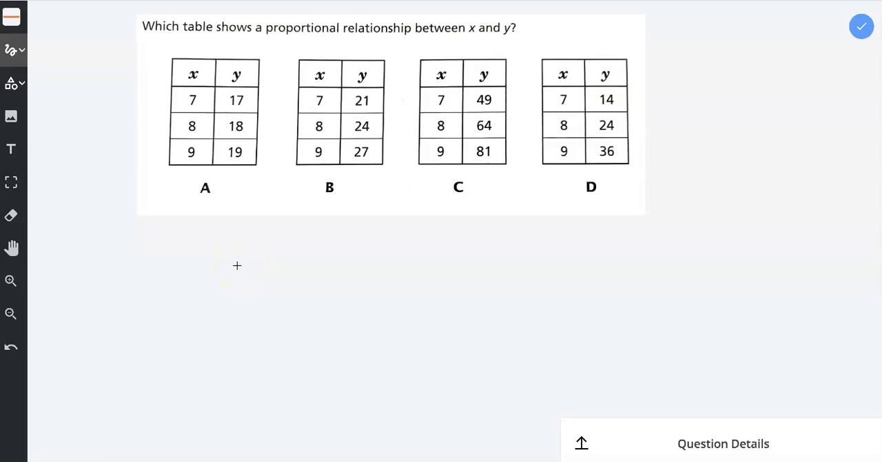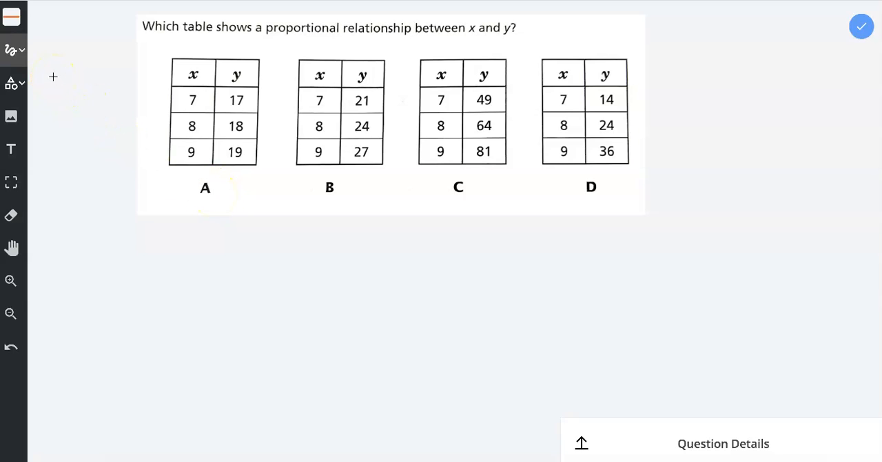Problem number 5. Which table shows a proportional relationship between x and y? Remember, to determine if a table is proportional, you have to check and see if the unit rate is the same throughout. If the unit rate is the same throughout the whole table, that table is proportional. So I'm going to start by checking the first table, table A.